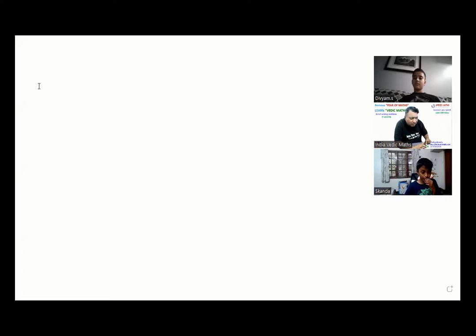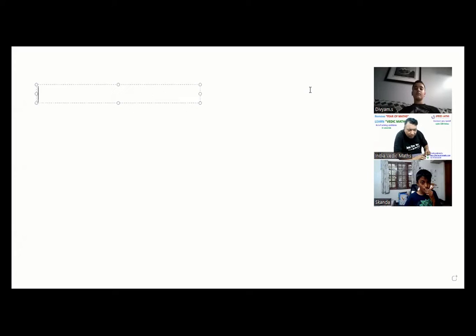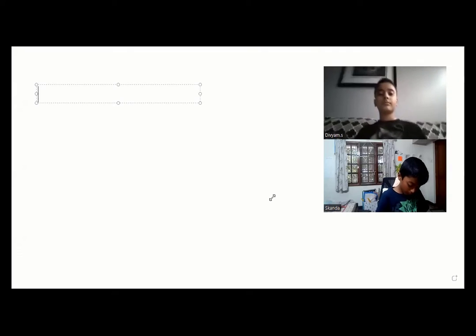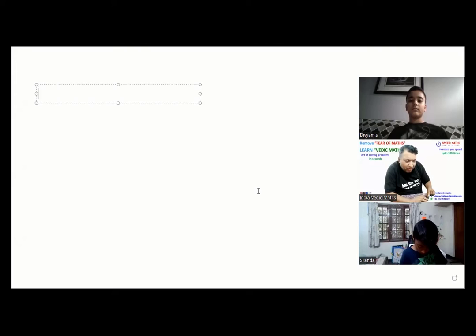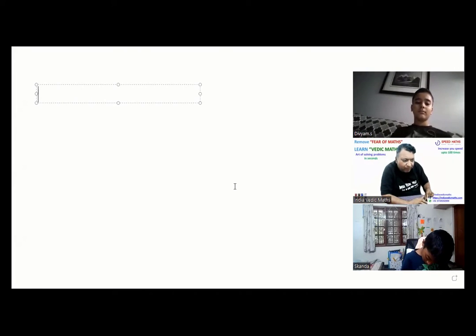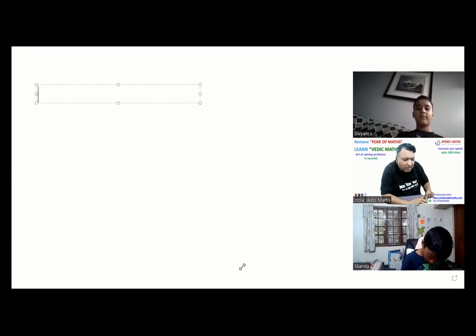Where is, still not everyone is there yet. Where is our, Ira is not there, Aditya is not there, Vihan is not there yet. Divyam, hope they'll join soon. Any idea about Vihan, Divyam? No. Okay. So let's start, let people join.